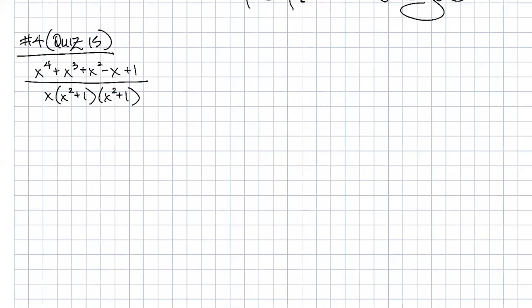Okay, so because we have 3 factors on the bottom, x, x squared plus 1, and another x squared plus 1, we're going to need 3 fractions. The first one will have a denominator of x. The second one will have a denominator of x squared plus 1.